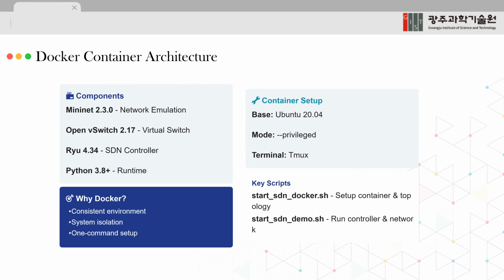The remarkable thing about Mininet is that it can create an entire multi-node network topology on a single machine using lightweight virtualization techniques. Second is Open vSwitch version 2.17, which provides the virtual switches used in our network. Open vSwitch is a production-grade multi-layer virtual switch that fully supports the OpenFlow protocol.